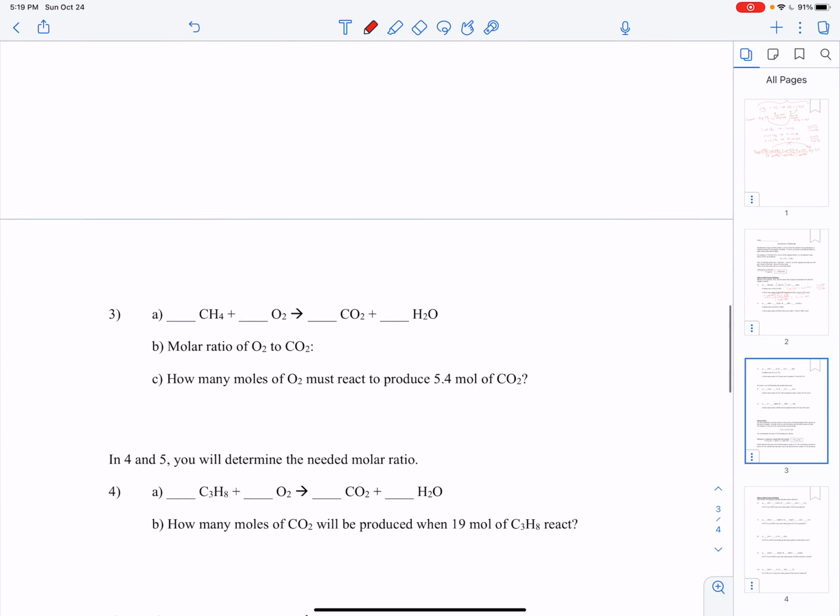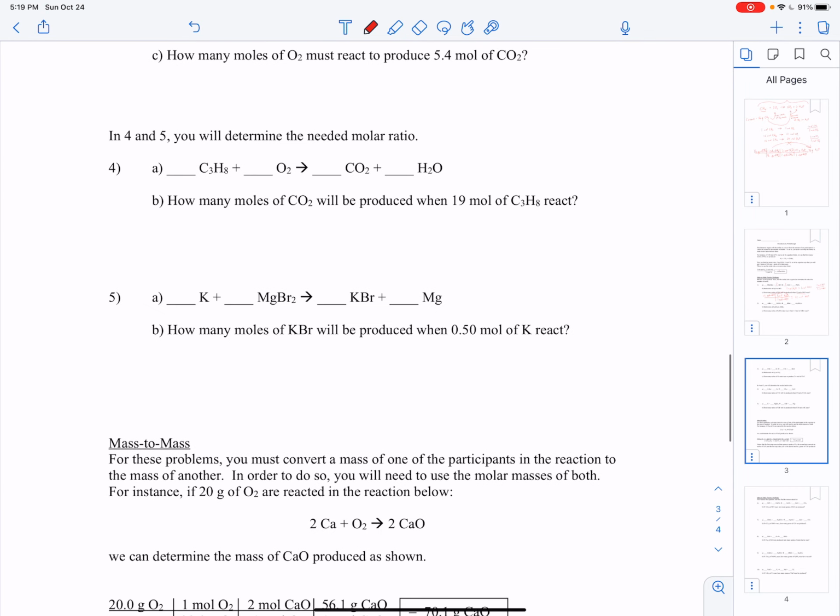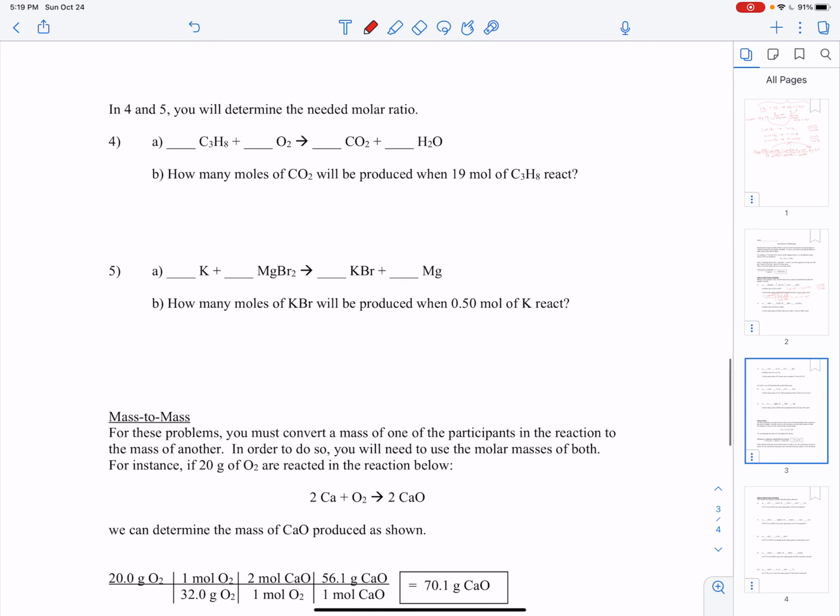Okay, so 2 and 3 are just like that, and then 4 and 5 don't walk you through it quite as step by step. You have to kind of work it out yourself.